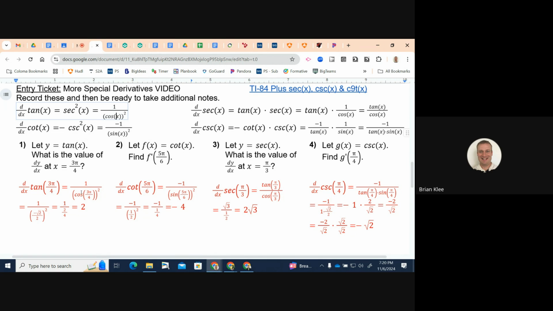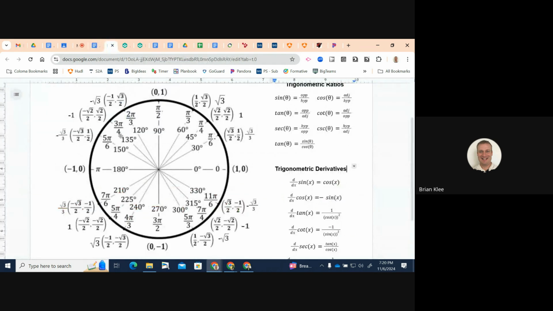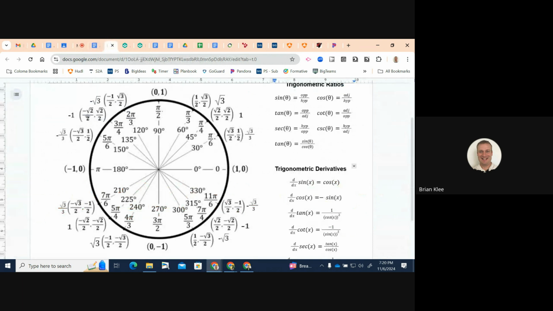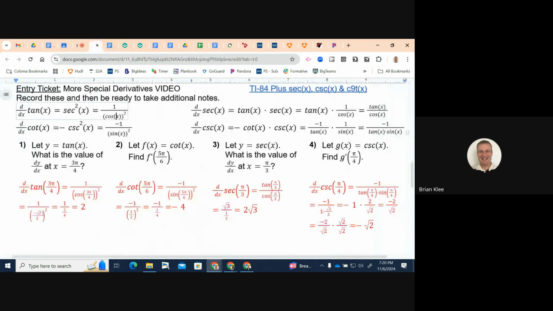So ultimately, we want to go look at a unit circle. I'm going to copy these. 3 pi over 4 is right there. And in particular, I want to look at what's the cosine of 3 pi over 4. Cosine is the x value, so I'm talking about negative root 2 over 2 is the cosine there. So I need to square that.